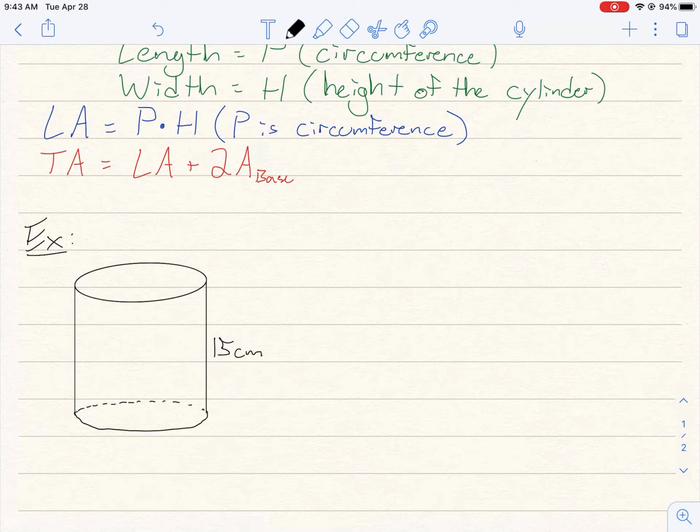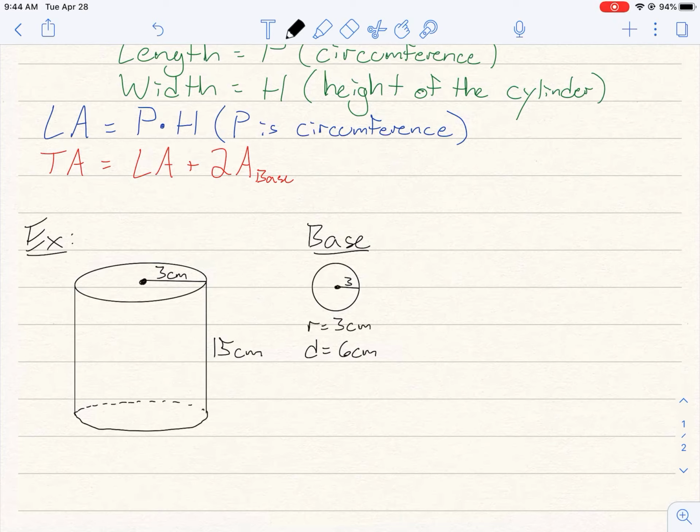Now let's label it. I'm going to say that this edge is 15 centimeters, and then I've got a radius here of the upper circle of 3 centimeters. So I'm going to label these parts out. Where is the base? My base is this circle here with a radius of 3. So if my radius is equal to 3 centimeters, that means my diameter is equal to 6 centimeters.